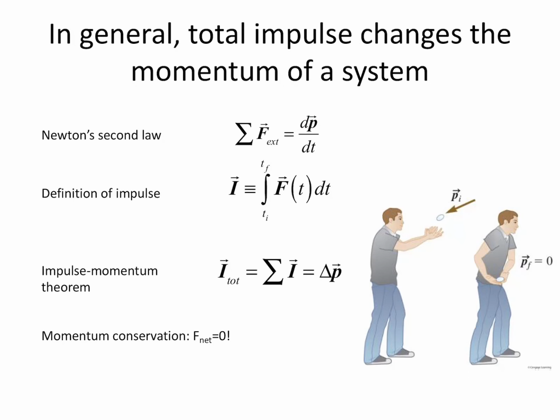So that's what we have learned today. In general, total impulse changes the momentum of the system. This is Newton's second law: F equals dp/dt, and impulse is defined as the integration of force over time. The impulse-momentum theorem gives us total impulse equals change of momentum. Now, if the external net force is 0, then we have momentum conservation.